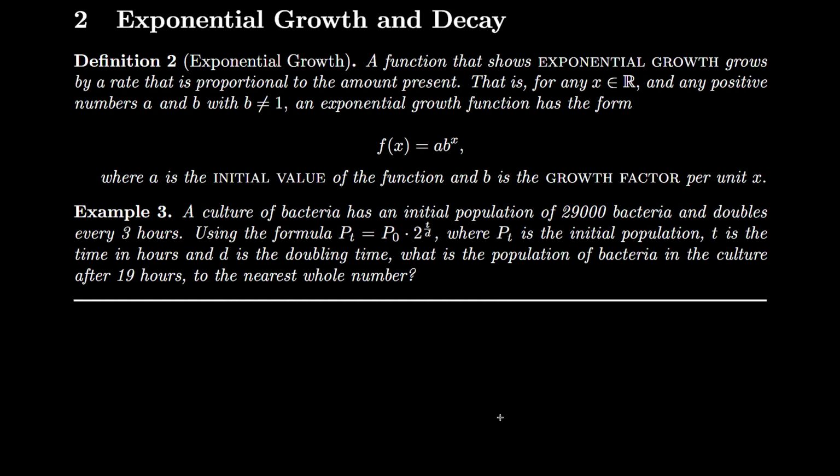So let's talk about exponential growth and decay. A function that shows exponential growth grows by a rate that is proportional to the amount present, like we were talking about earlier. That is, for any x in R and any positive numbers a and b with b not equal to 1, again, we've talked about that, an exponential growth function has the form f of x equals a times b to the x, where a, we call in this case the initial value of the function, and b, we call the growth factor per unit x, whatever x is.